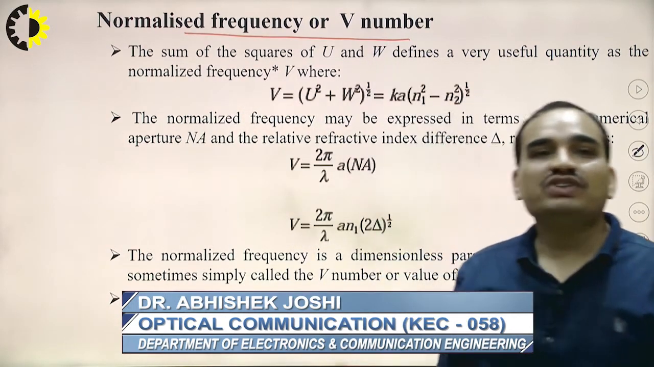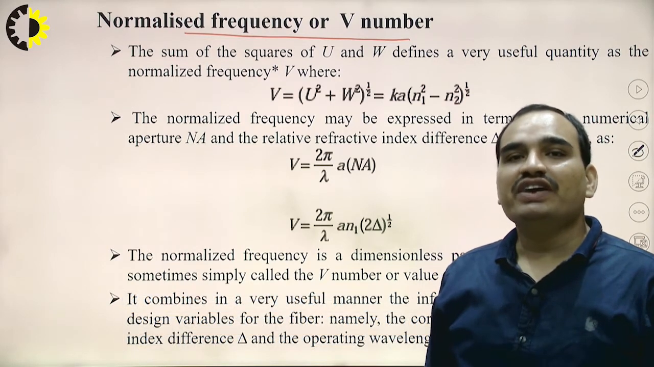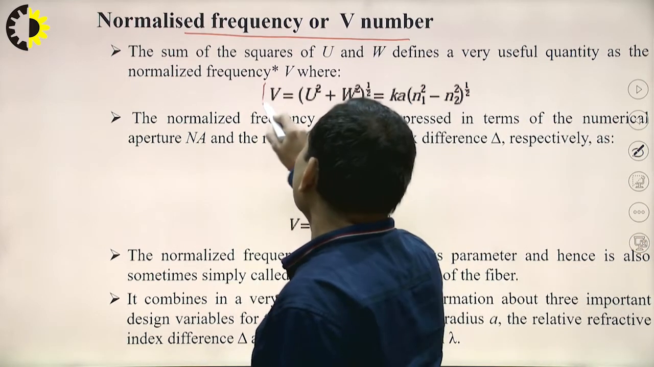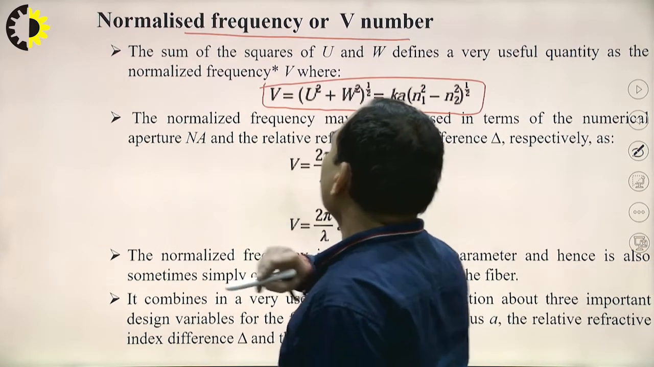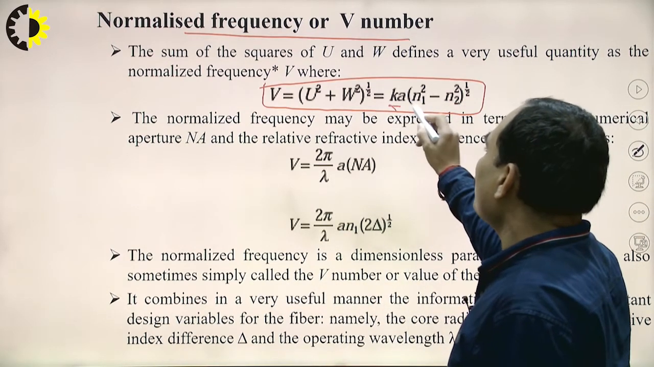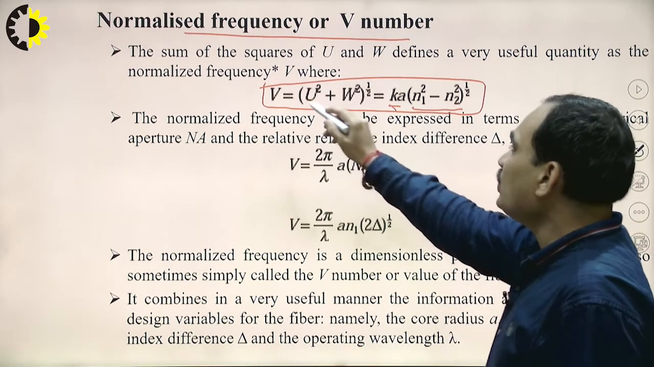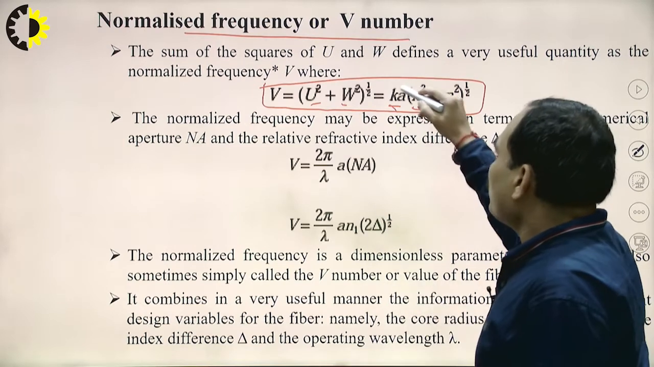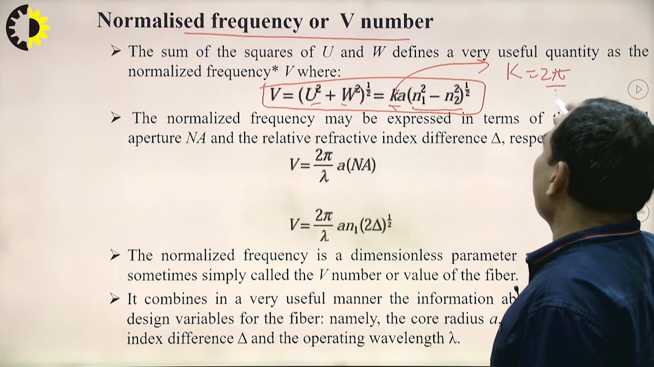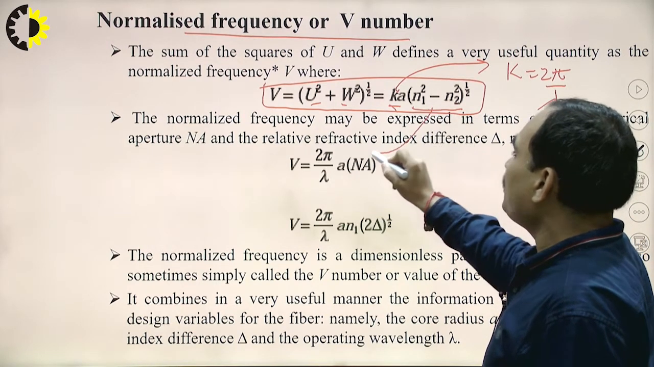The sum of the squares of the U and W coefficients defines a very useful quantity called the normalized frequency V. So normalized frequency V can be written as square root of U square plus W square, and it is nothing but k times square root of n1 square minus n2 square when we substitute the values of U and W. What is k? K is the wave number given by 2 pi by lambda. And what is the square root of n1 square minus n2 square? This is nothing but the numerical aperture.